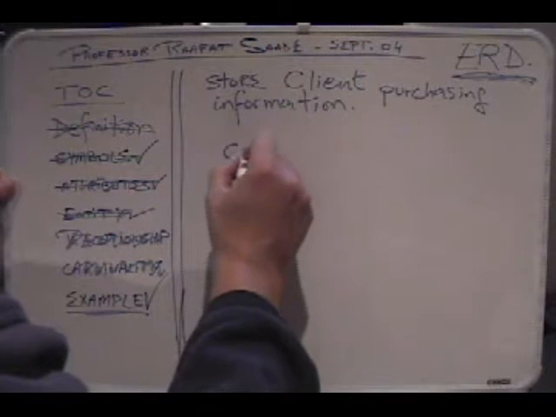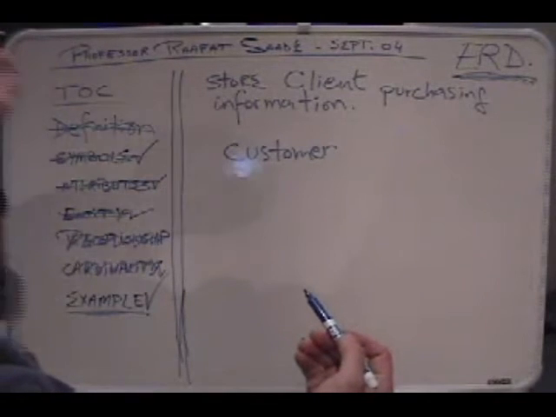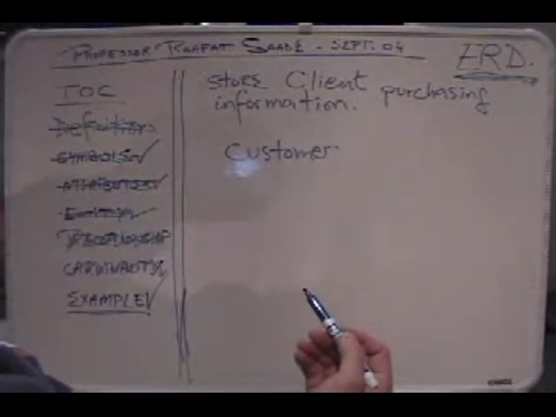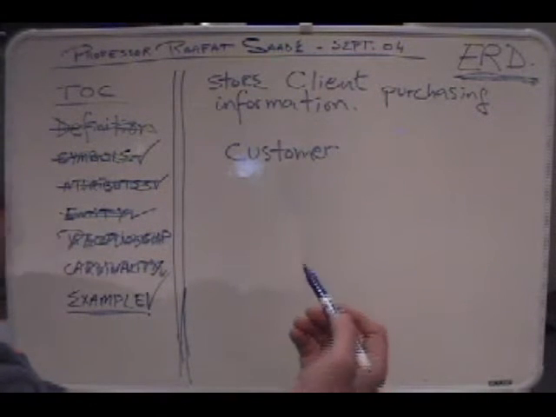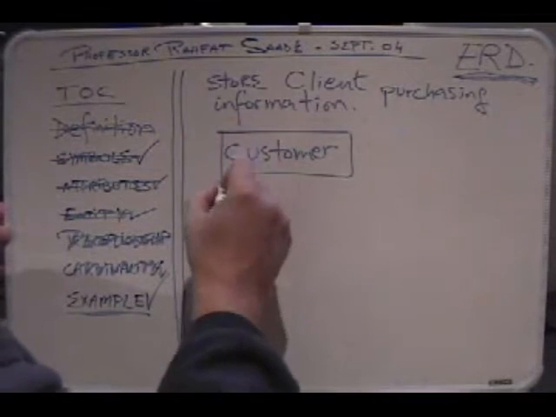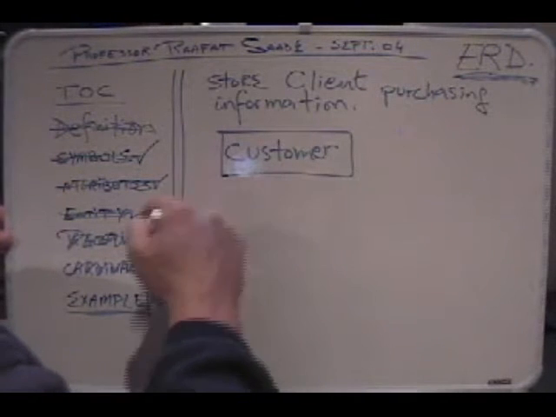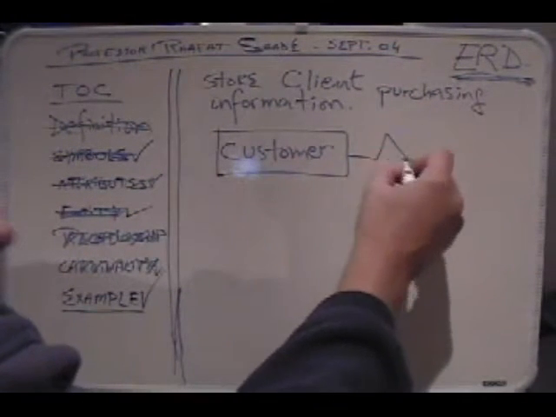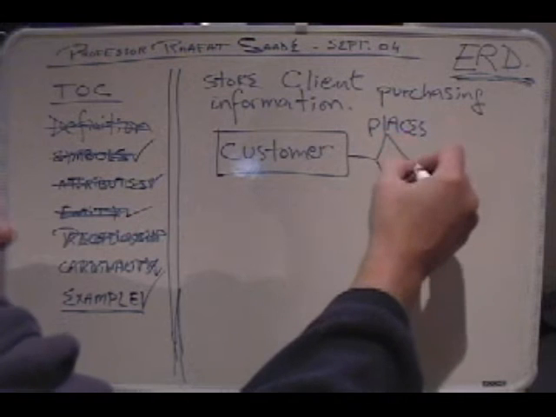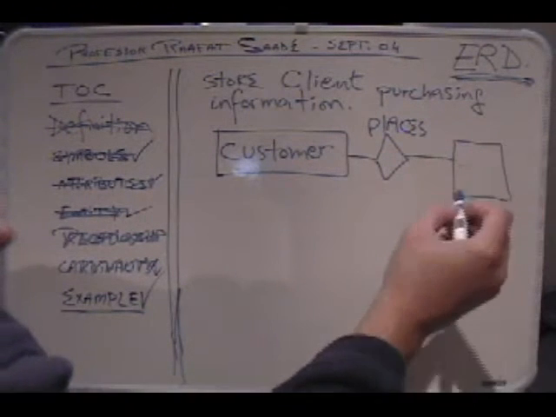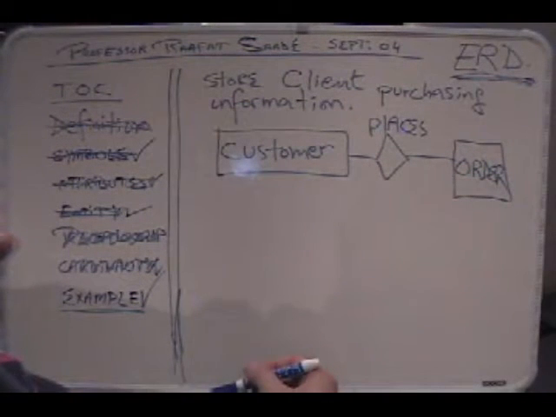So you can say that a customer, and to avoid working with the details of the attributes, I just would like to work here conceptually with the ERD. I don't have to make a big long box because I'm not dealing with the attributes. So a customer places an order. A customer places an order.